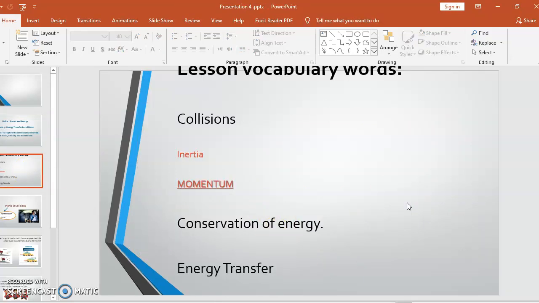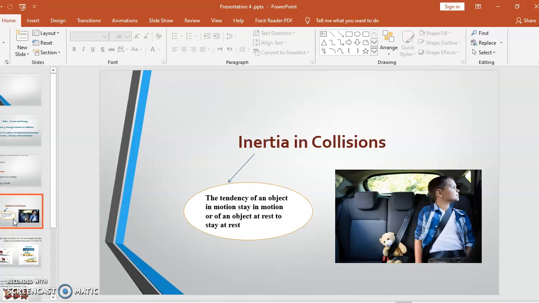Again, our lesson vocabulary words: you have to practice them and try to write them. Collisions, conservation of energy, and energy transfer. I added inertia for you because it's a new word for you, and momentum, which is our lesson focus today. Let us revise the meaning of inertia and collisions.